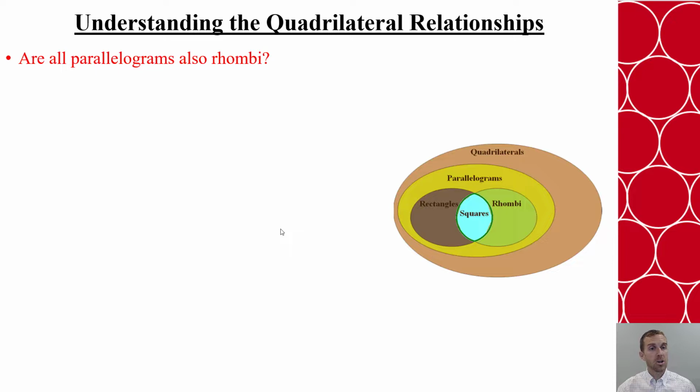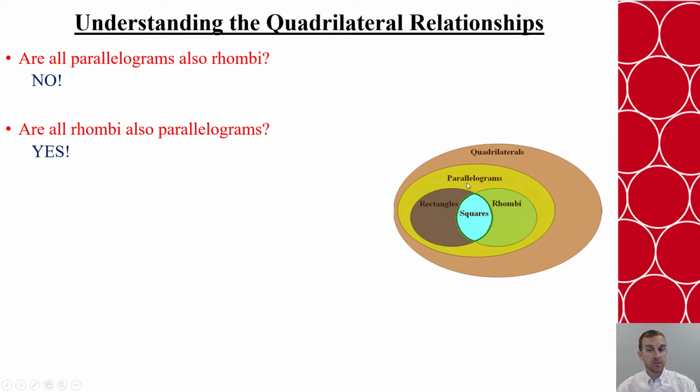So I want to know, are all parallelograms rhombi? So here's my rhombus, but I've got parallelograms. That's the larger group. So it's actually the other way around, so this is not true. Are all rhombi parallelograms? Well, if I look at the oval for rhombi, it falls inside parallelograms. So that means all the rhombi are parallelograms.